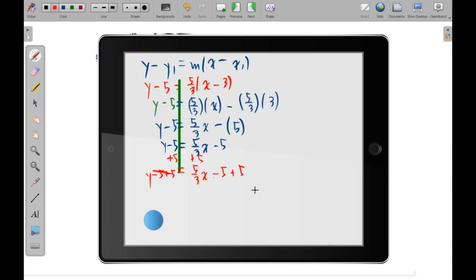Minus 5 plus 5 is 0. Minus 5 plus 5 is 0. So y is equal to 5 over 3 x. Once again, we have a y-intercept of 0. So our line is going to intersect what? Good. Our origin. That sort of situation.